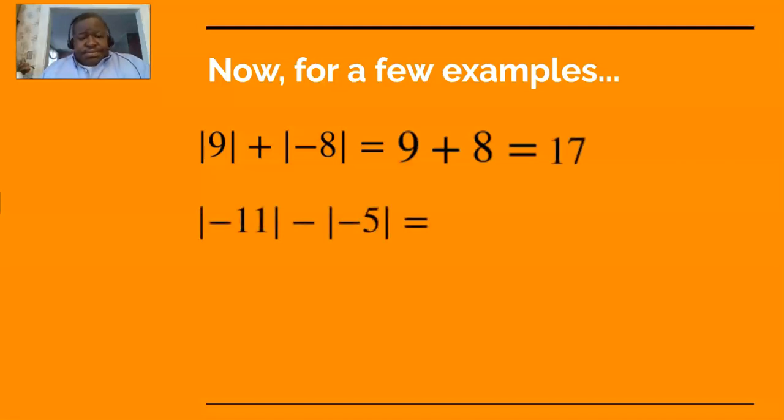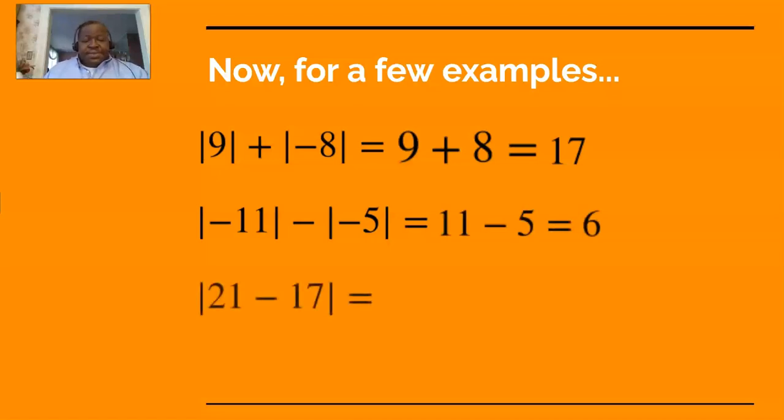Let's look at another one. The absolute value of negative 11 minus the absolute value of negative 5. Same thing again. We're going to do the absolute value portion first. That's 11 minus 5, and 11 minus 5 is going to give us 6.